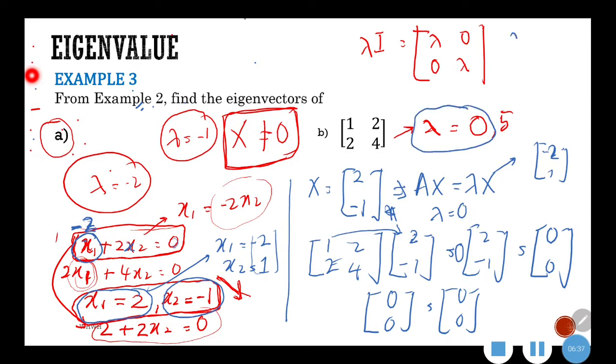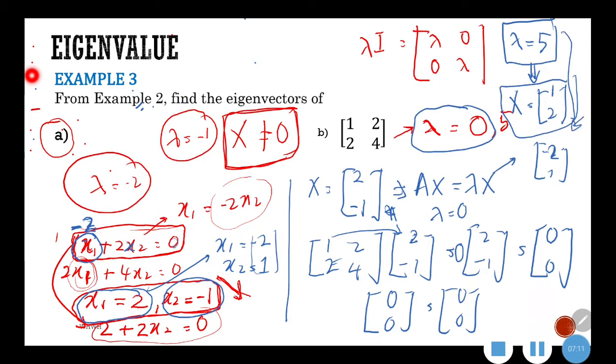Then you may try again on your own for lambda equals 5. I want you to give yourself a try and then I can give you the answer. For lambda equals 5, one of the possible answers is x1 equals 1, x2 equals 2. Matrix X, this one. This is the answer. You may try on your own.